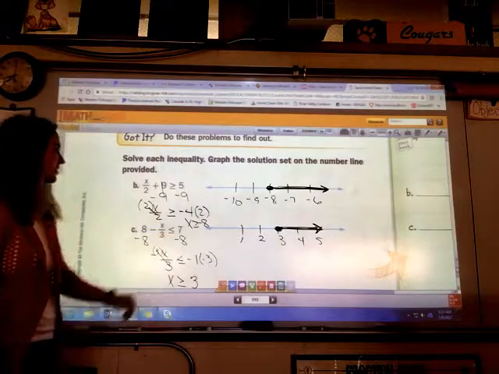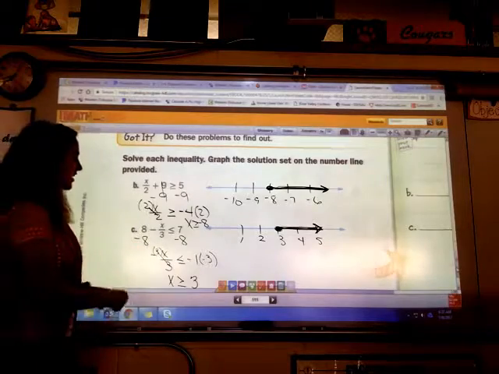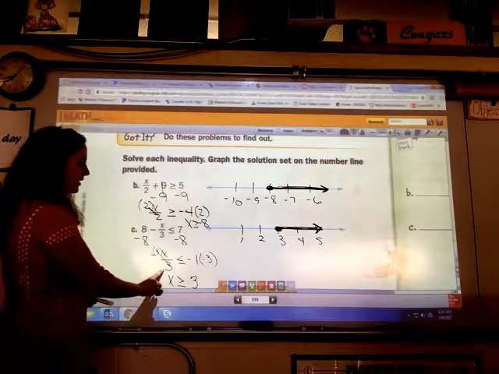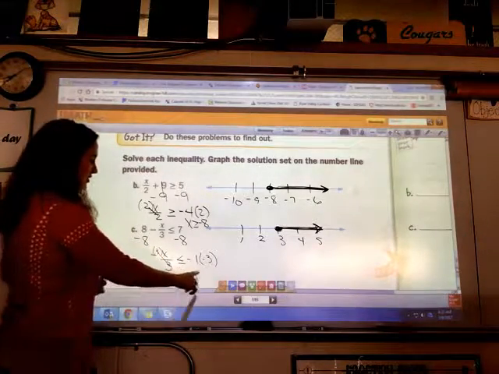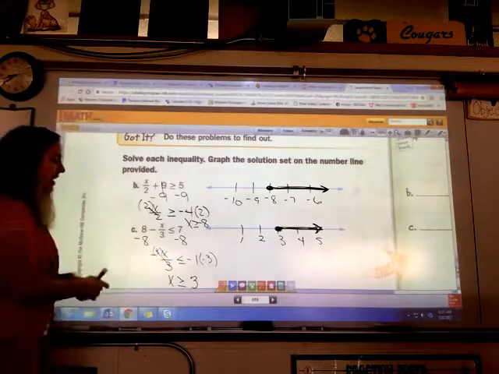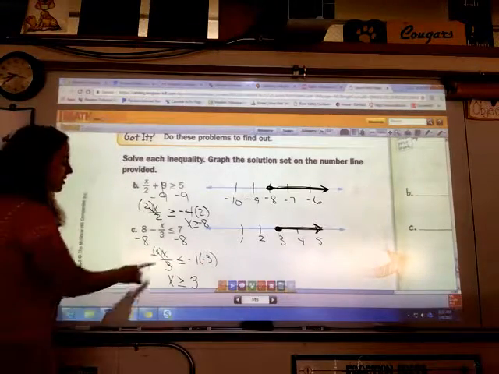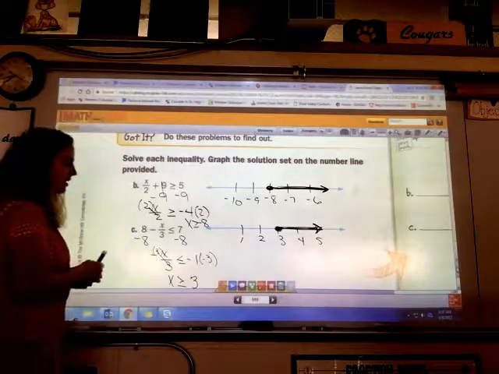is less than or equal to 7. So the first thing I'm going to do is subtract 8 on both sides. The 8s are going to cancel out, so then I've got negative x divided by 3 is less than or equal to negative 1. Now what I want to do is multiply by negative 3 on both sides to get rid of the negative that was ahead of it. So I'm going to multiply by negative 3 here and multiply by negative 3 there.